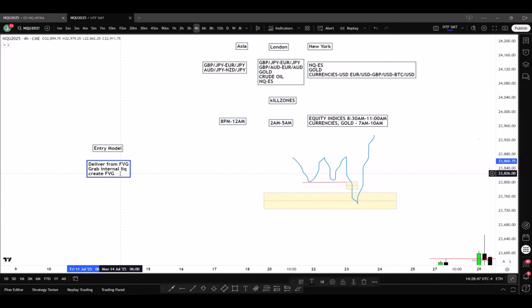Okay. The next, we need to have SMT. And in this case, if we're trading the NQ, it's going to be with ES. But SMT has to be with any correlated asset: ES, NQ, GBP USD, Euro USD, AUD JPY, NZD JPY, GBP JPY, Euro JPY.